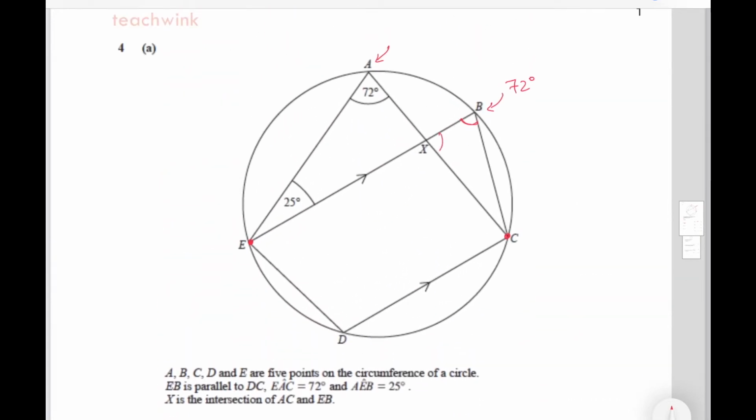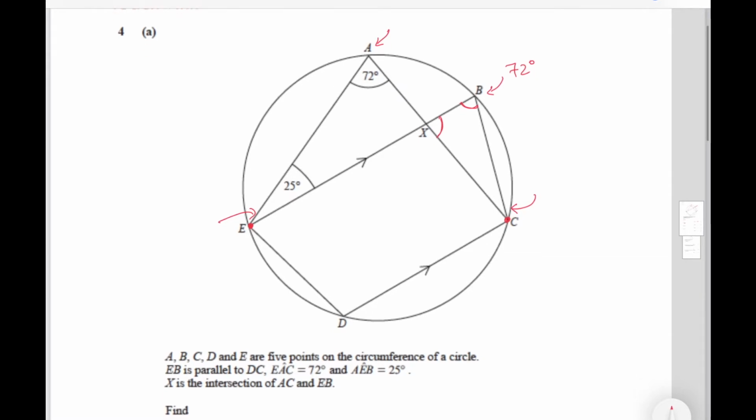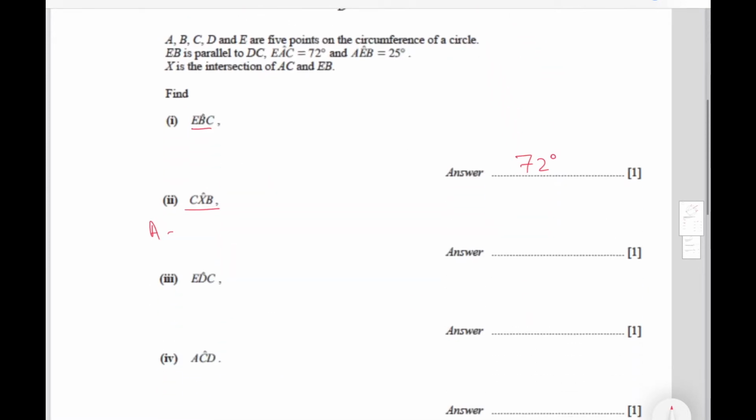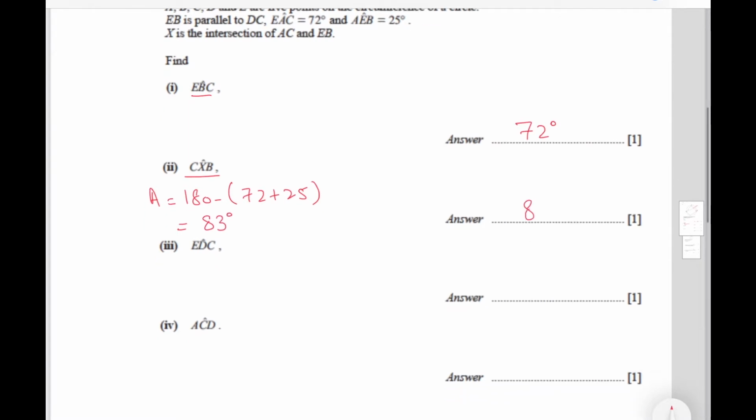CXB is this angle right here. So if this is 25, I believe this is also going to be 25 because it matches the same properties as in part 1. So if this angle is 25 degrees, this is 72, we add them together. Let's call this angle A. Angle A would be when you subtract 180 and the sum of 72 and 25. So let's do that. The sum of 72 and 25 is 97. You subtract that from 180, you get 83 degrees. So you write it over here, 83 degrees.